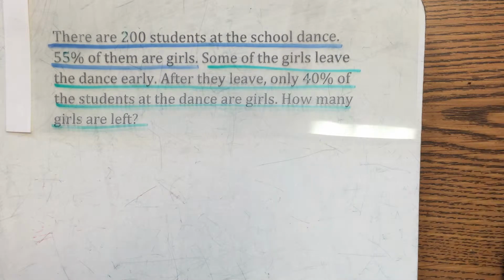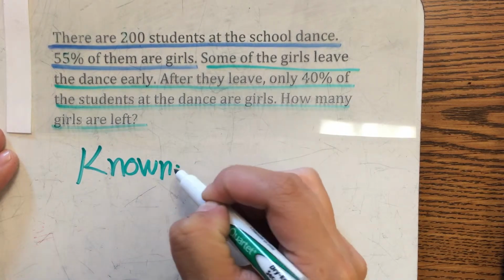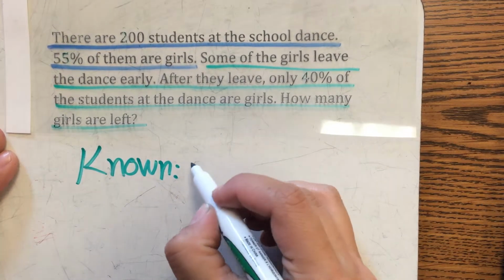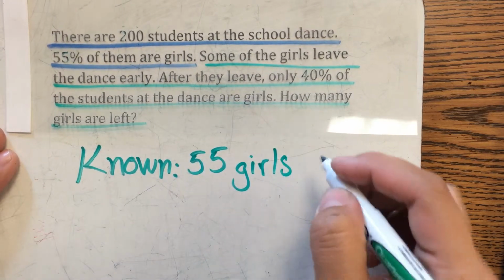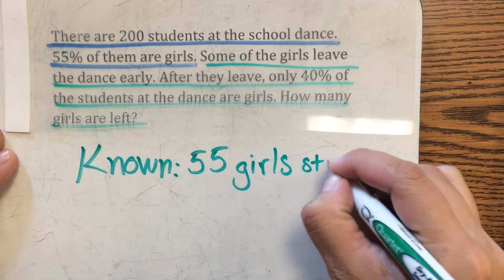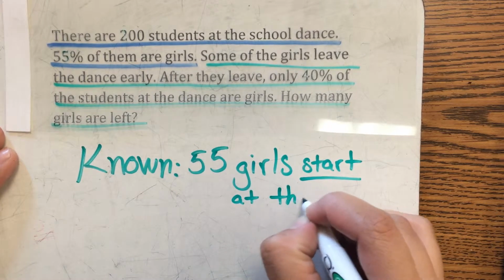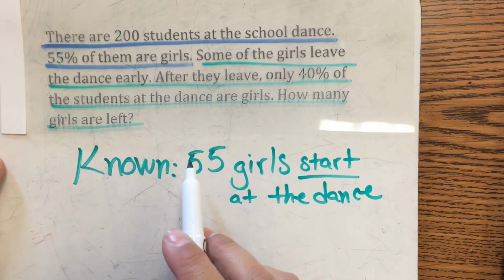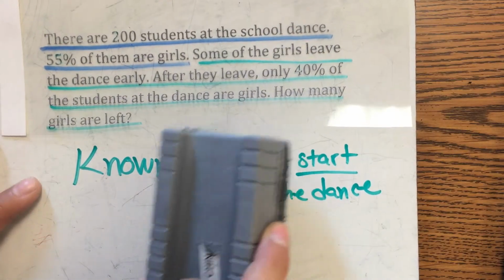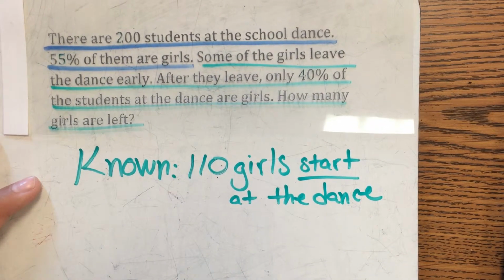I'm going to switch to green so you can see that I'm on the second part now. Known. What do we know? 55 girls start at the dance. That's what we just solved for. 55. Oh, I'm sorry. 110. It's 55%, but it's 110 girls start at the dance.